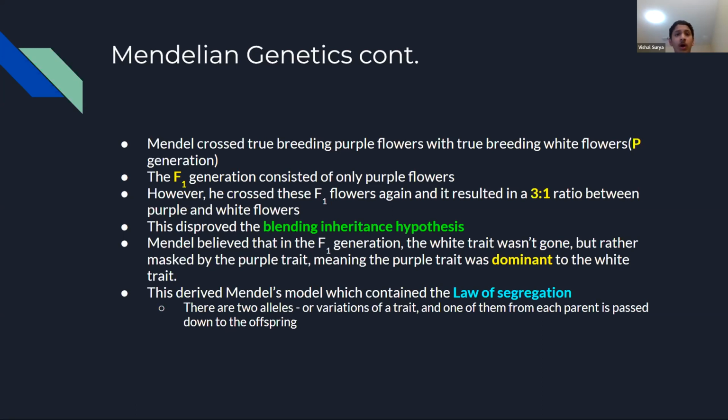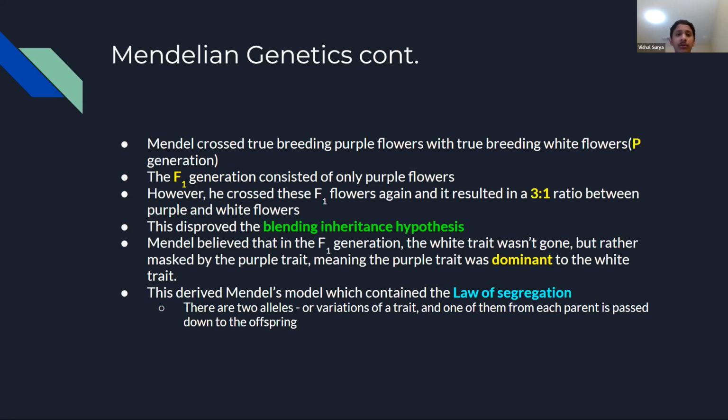So Mendel believed that in the F1 generation, the white trait wasn't actually gone. Remember that in the F1 generation there were only purple flowers, even though we crossed a purple flower with a white flower. He believed that the white trait wasn't gone forever, but rather hidden or masked by the purple trait, meaning that the purple trait was dominant to the white trait, and the white trait was recessive to the purple trait.